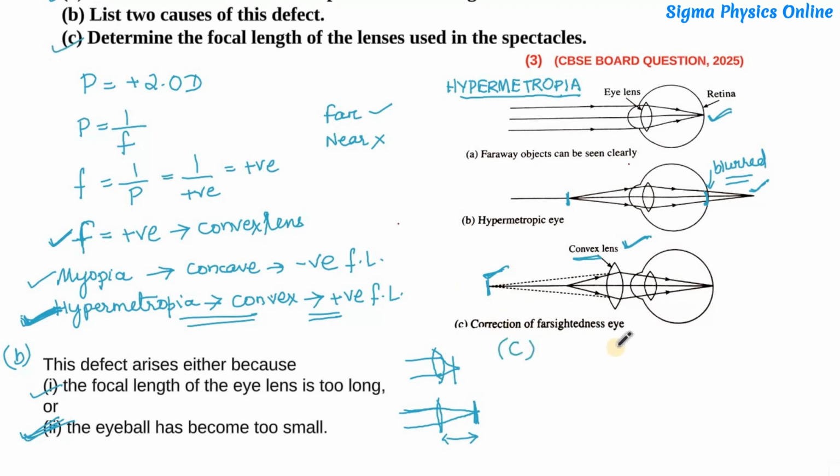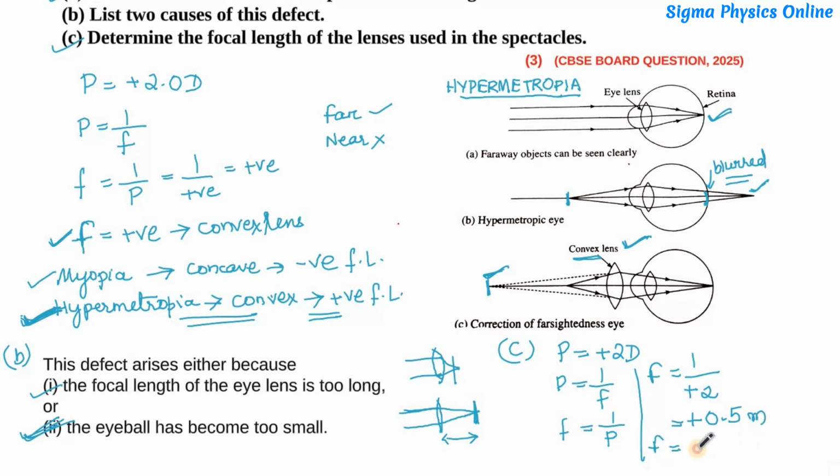Now the third one is, determine the focal length of the lens used in this spectacle. The power is given here as plus 2 diopter. We know power is the reciprocal of focal length, so focal length will be 1 by power. So focal length will be 1 by plus 2, which is 0.5. So it is 0.5 meter. But we have to express the focal length in centimeter, so it is plus 50 centimeter. So this is the focal length of this lens, that is plus 50 centimeter. So these are the answers to this question.